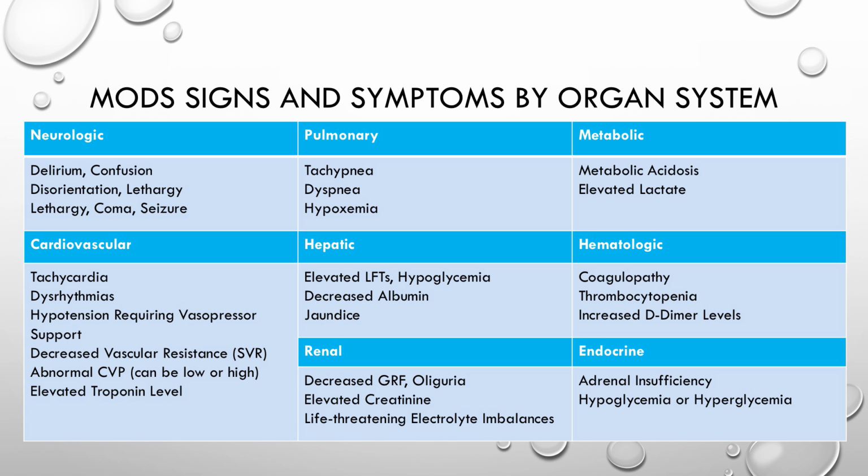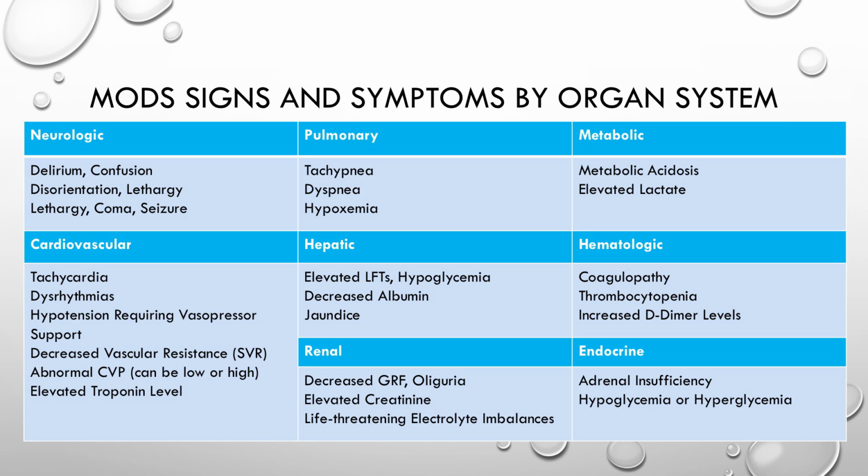Neurologic, you can have delirium, confusion, and others. In cardiovascular, you can have tachycardia, dysrhythmias, decreased systemic vascular resistance, elevated troponin level. Pulmonary, you can have tachypnea, dyspnea, hypoxemia. Hepatic, you can have elevated liver function tests, hypoglycemia, jaundice. In the renal, you can have decreased GFR, oliguria, elevated creatinine.